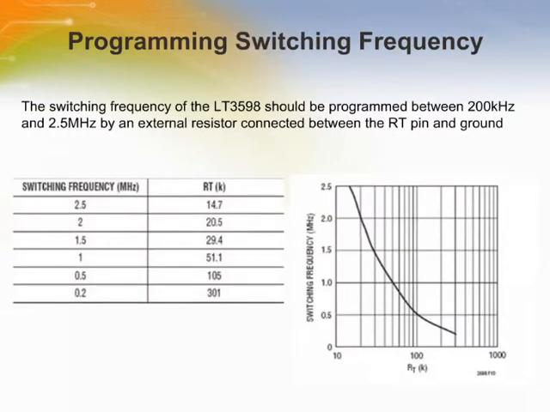The normal operating frequency of the LT3598 is programmed using a resistor from the RT pin to ground and can be controlled over a 200 kHz to 2.5 MHz range. In addition, the internal oscillator can be synchronized to an external clock applied to the SYNC pin. The RT pin should not be left open.